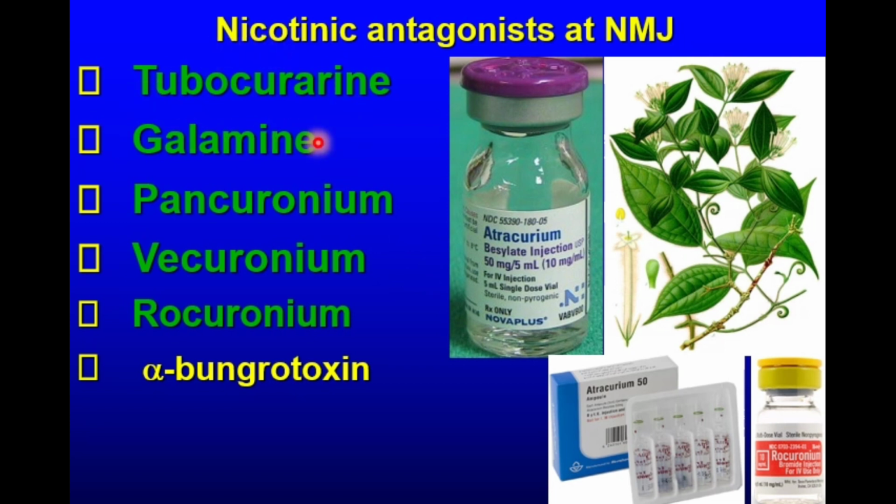Tubocurarine causes histamine release and ganglion blockade and hence lowers blood pressure. This is not a problem with pancuronium, vecuronium, or rocuronium. Gallamine is clinically obsolete because of the cardiovascular problems associated with its use, so it is no longer used clinically.